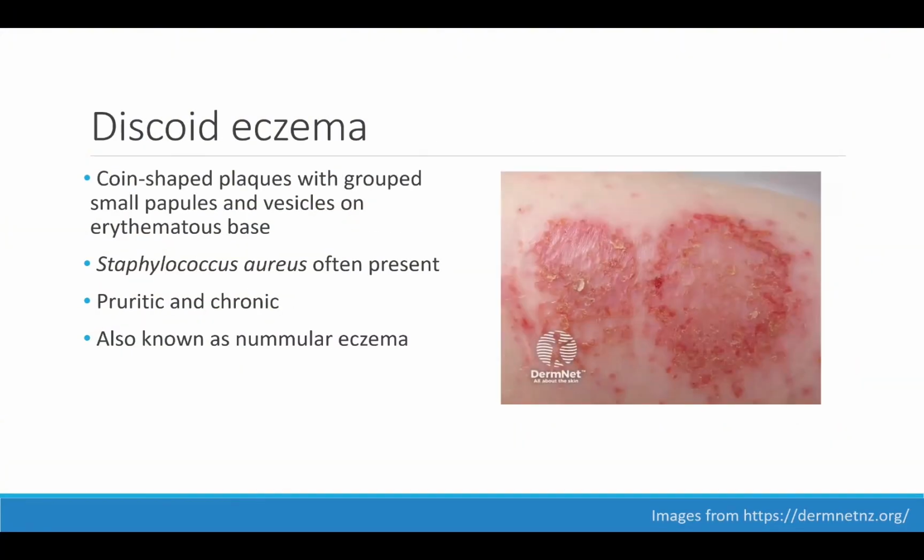Another type of endogenous eczema is known as discoid eczema. In this condition, patients have coin-shaped plaques with grouped small papules and vesicles on an erythematous base. Staphylococcus aureus is often present. As you can see in the picture, you can see that honey golden sort of crusting. It is a pruritic and chronic condition, and it can also be known as nummular eczema.